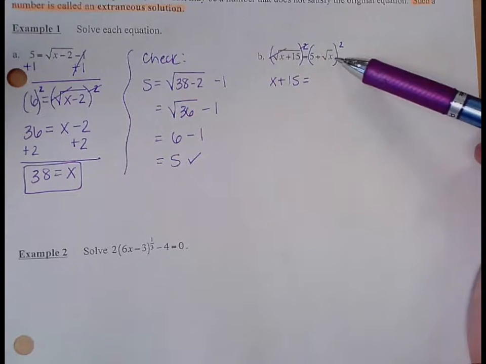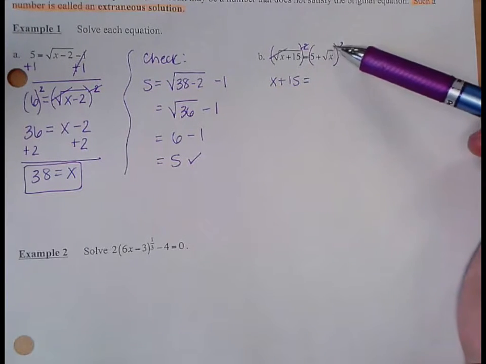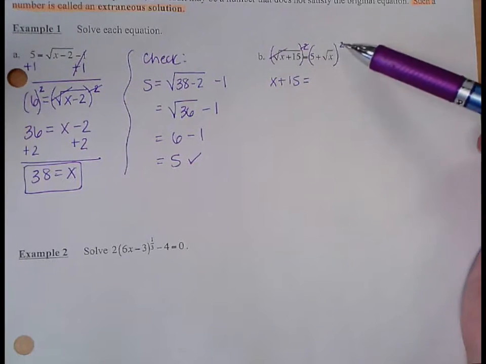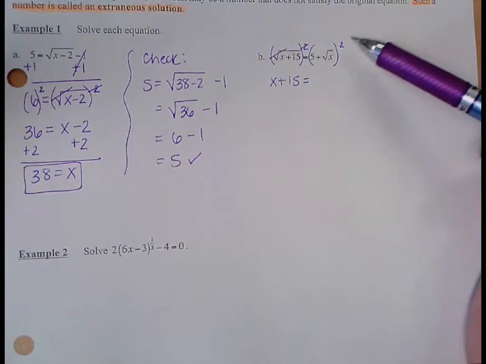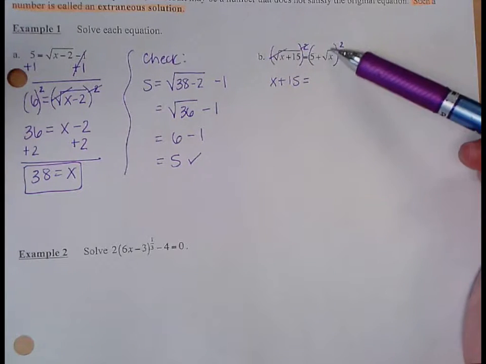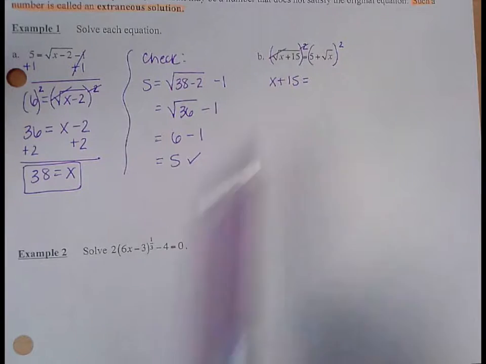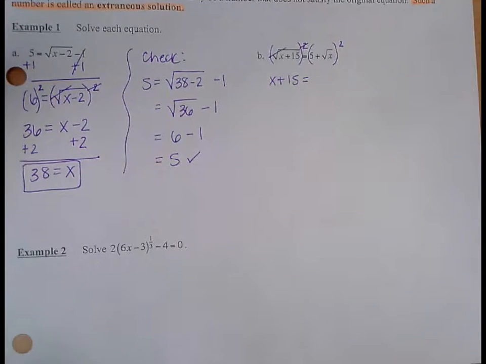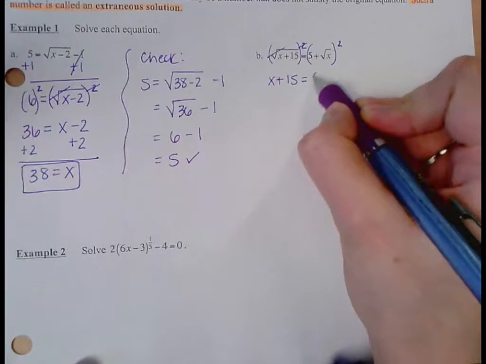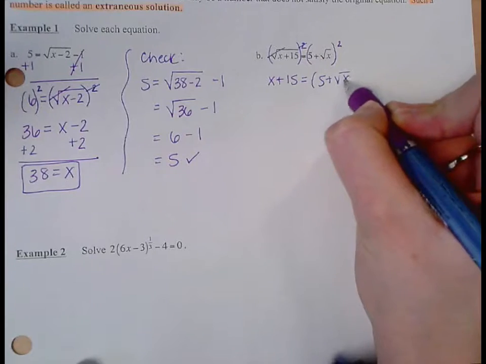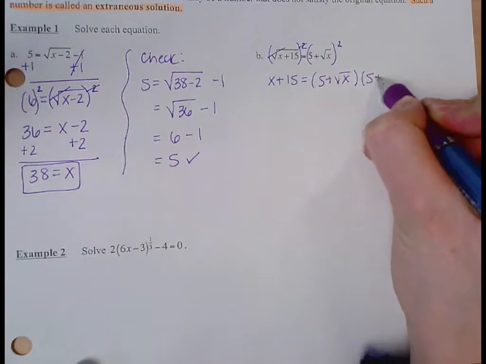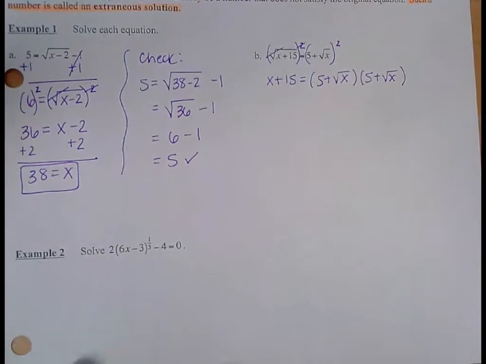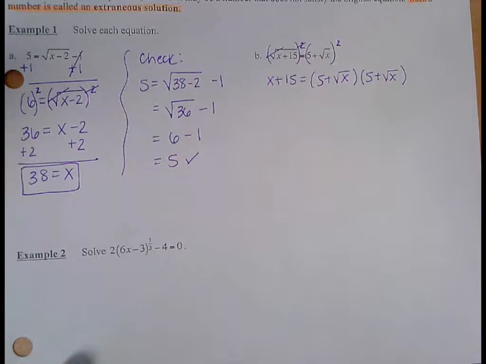On the right side, careful here, I cannot distribute that exponent of 2. This does not mean I square the 5 and I square the square root of x. How would I simplify 5 plus square root of x quantity squared? Yes, I have to FOIL it. This means 5 plus square root of x times 5 plus the square root of x. So you have to FOIL. You cannot distribute that exponent.